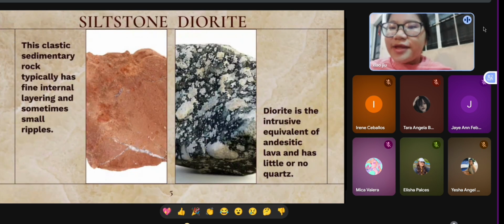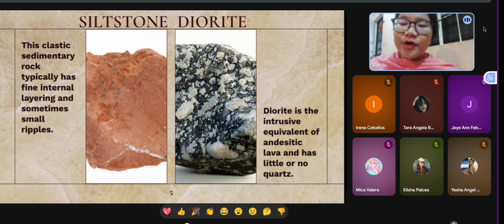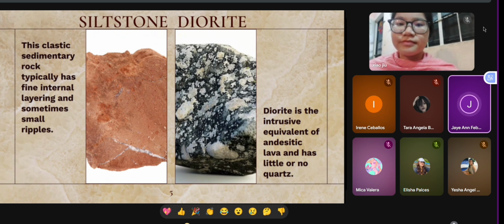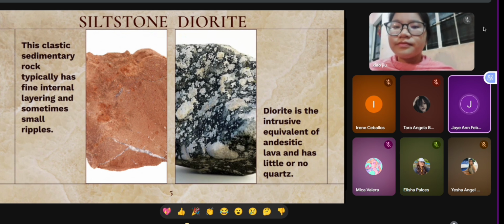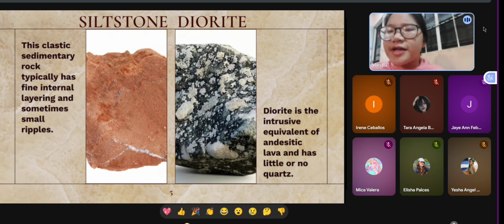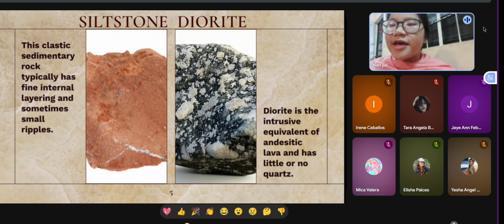Now, for the next slide, Febria, can you please read these examples? Siltstone. This clastic sedimentary rock typically has fine internal layering and sometimes small ripples. Diorite. Diorite is the intrusive equivalent of andesite lava and has little or no quartz. Very good. To add, siltstone's particles are smaller than fine sand but larger than clay grains. As for diorite, it is darker in color and can be difficult to distinguish from gabbro. This tough rock is used for ornamental purposes and as road metal.